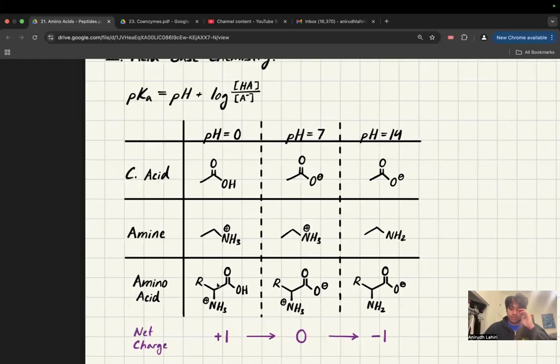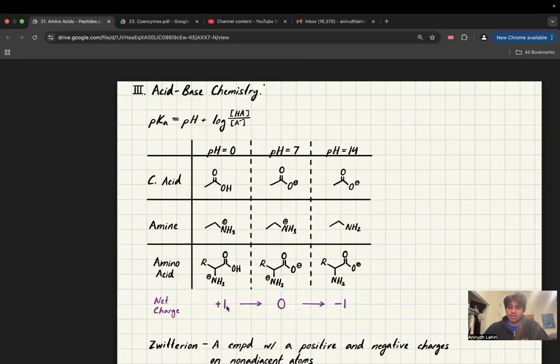So when we look at the net charge, we know that the net charge goes from plus to zero to minus, okay? And this zero isn't precisely at pH 7, always. Sometimes it could be, but not necessarily, generally not. But we'll get into that in a second about what PI means or what it means to have a net charge of zero.